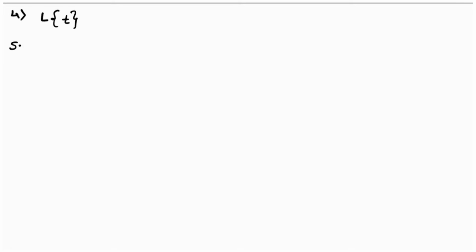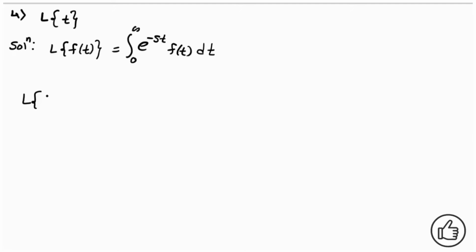Again, by definition of Laplace transformation, if there is a function of t in a Laplace, it is an integral 0 to infinity e raised to the power minus st f of t dt. All the standard functions we are solving by the simple definition of Laplace transform. Now here, Laplace transformation of f of t.